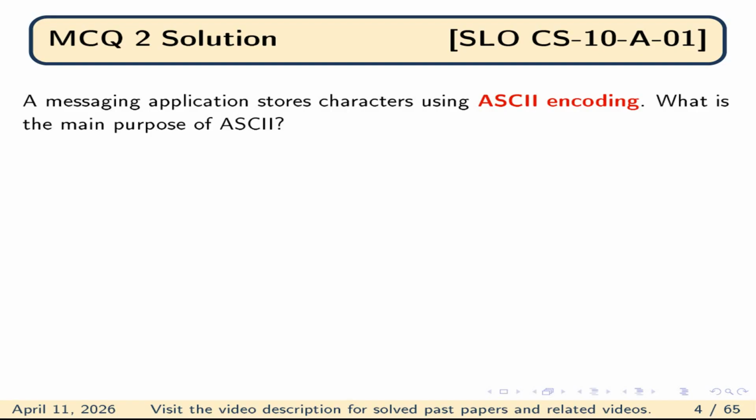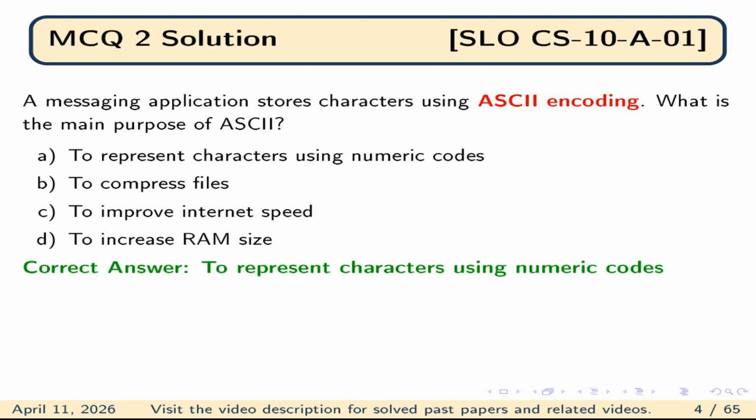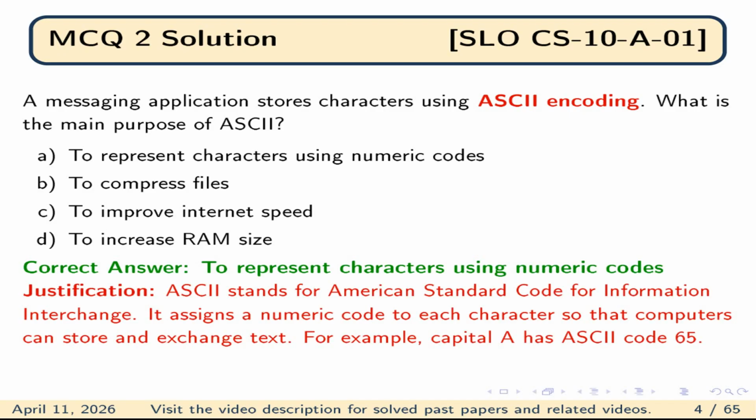Question number 2. A messaging application stores characters using ASCII encoding. What is the main purpose of ASCII? To represent characters using numeric code, to compress files, to improve internet speed, to increase RAM size. The correct answer is to represent characters using numeric code. Justification: ASCII stands for American Standard Code for Information Interchange. It assigns a numeric code to each character so that computers can store and exchange text. For example, capital A has ASCII code 65.